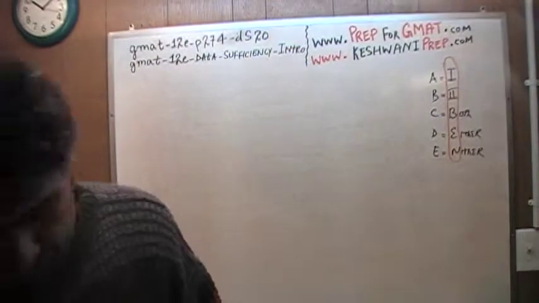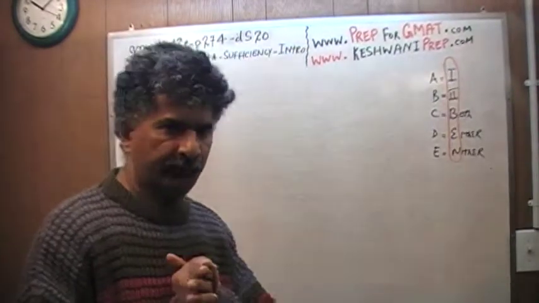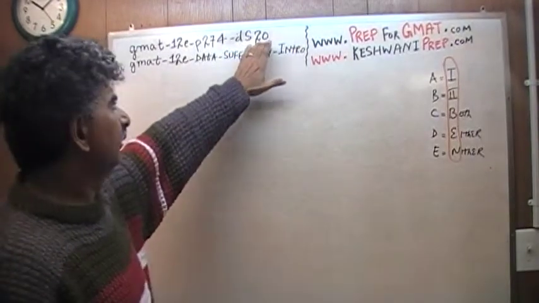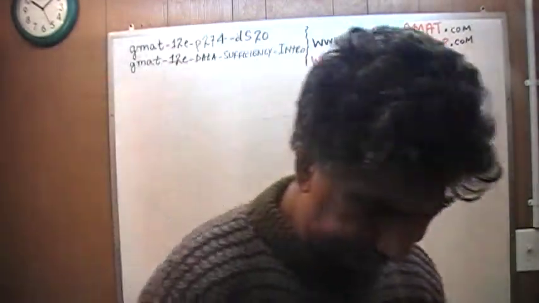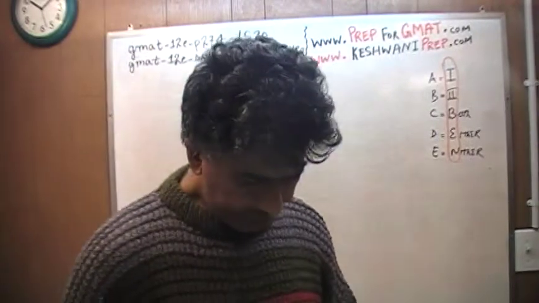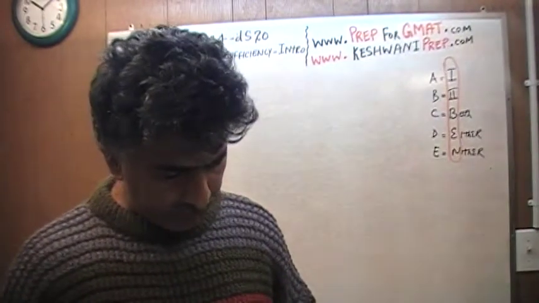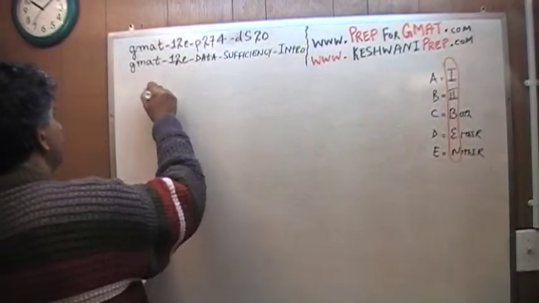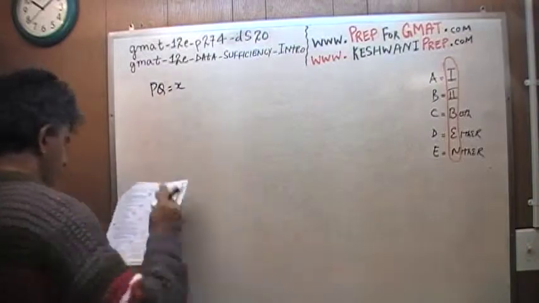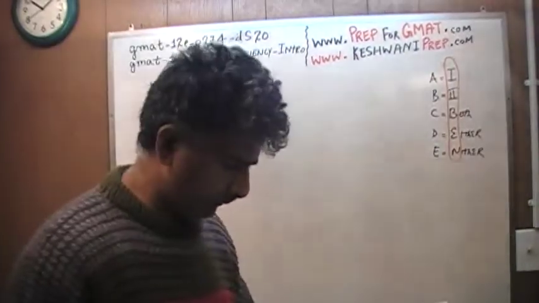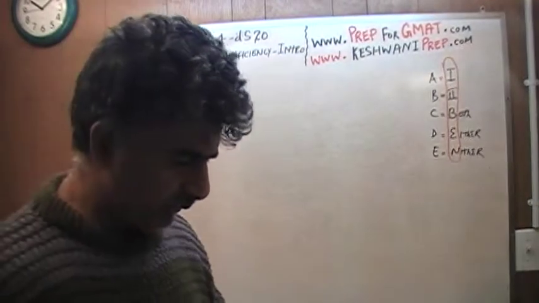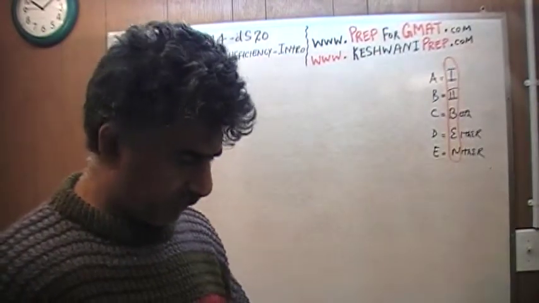The problem that I'm about to solve is the one that you're going to find on page number 274, data sufficiency question number 20. Let's take a look at it. It says in a triangle PQR, PQ is X units long, whatever the units happen to be, whether it's inches or feet or yards or centimeters.